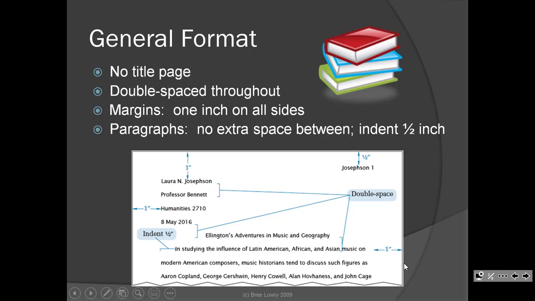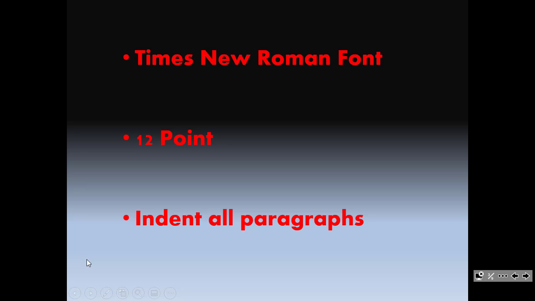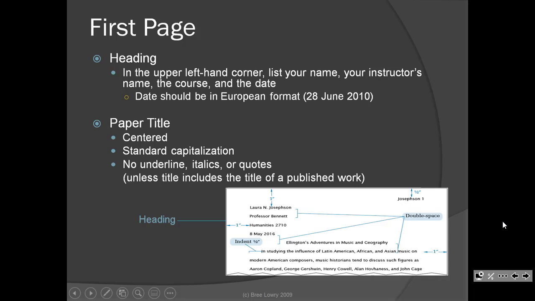The margin should be 1 inch on all sides, and this is the default for both Microsoft Word and Google Docs. And then just a note that between the paragraphs there is no extra space, and they are indented 1/2 of an inch. A reminder that the font you should be using is Times New Roman 12 point, and again, just a reminder to indent all paragraphs. Do not put an extra space between.